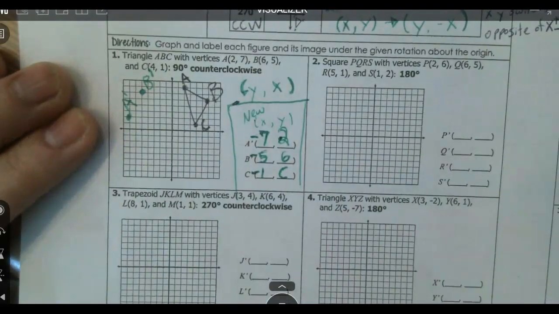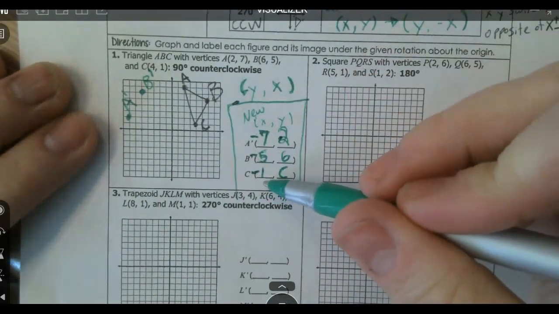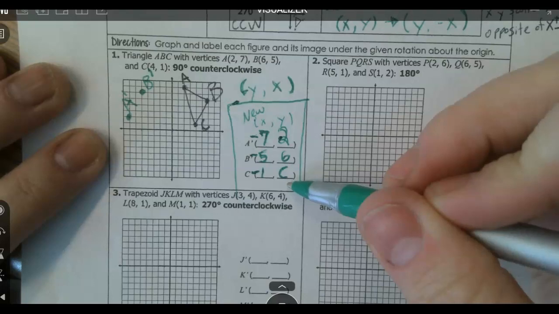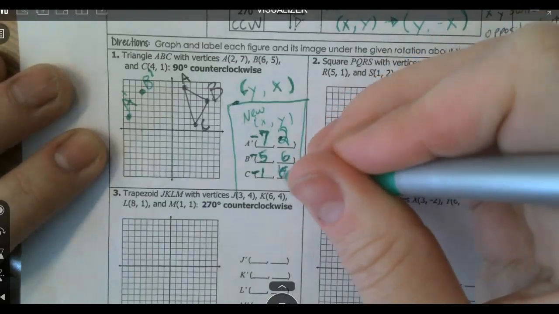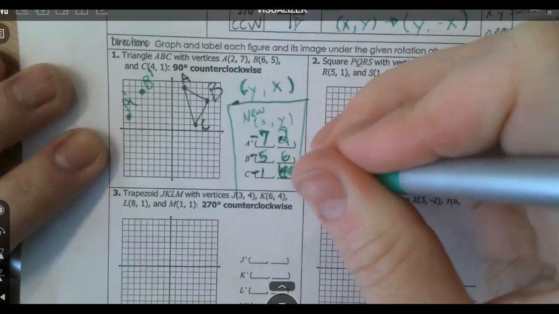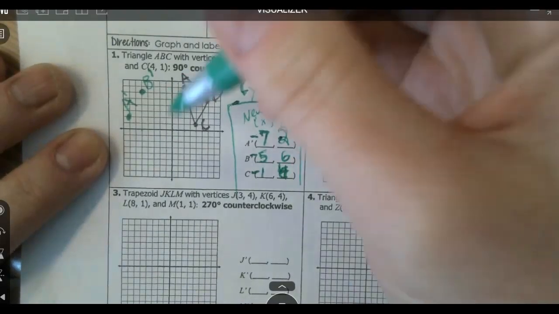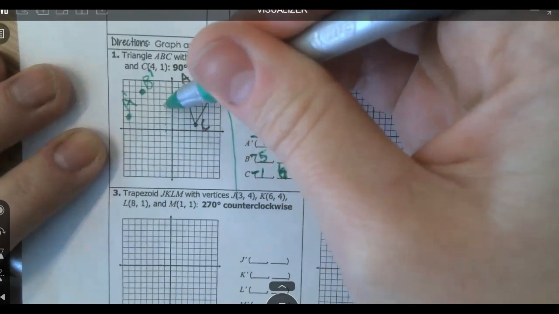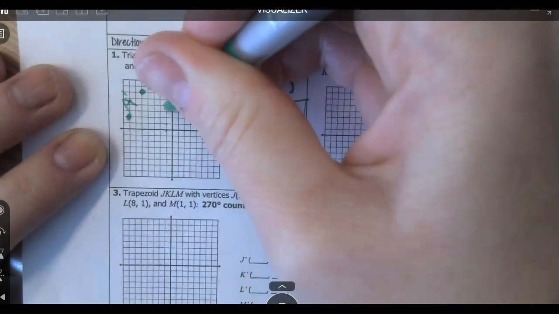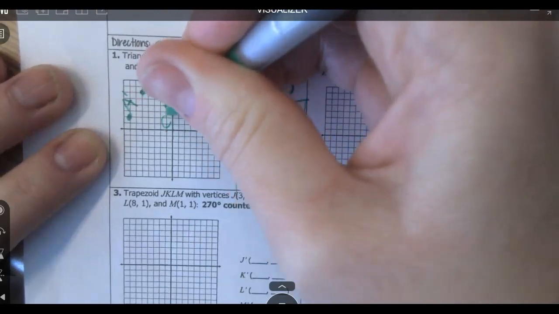Doing great. One more point. This one is at negative 1 and 4. Oh, I wrote a C for some reason. That's a 4. That confused me. Okay, so negative 1, up 4. 1, 2, 3, 4, right there. And that is C prime.